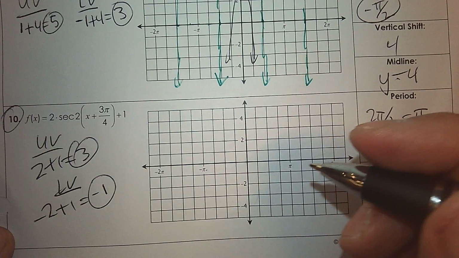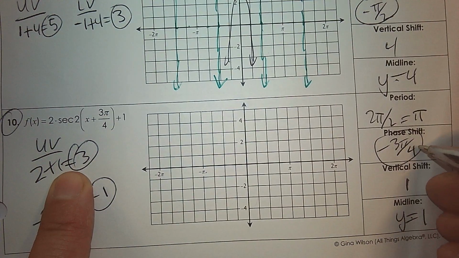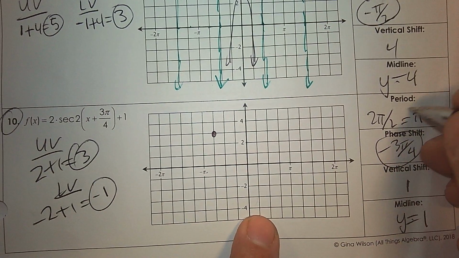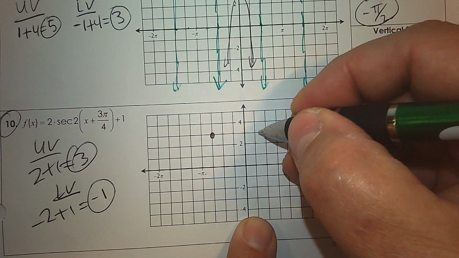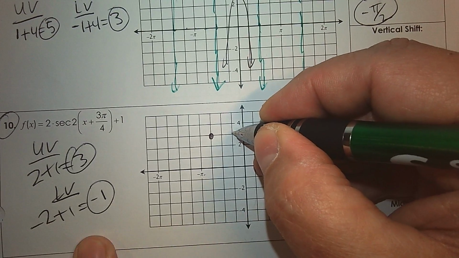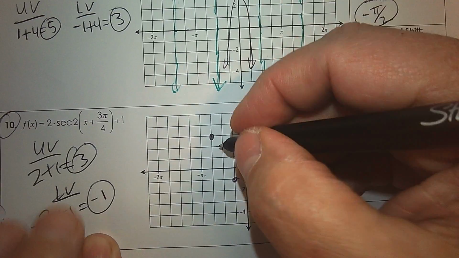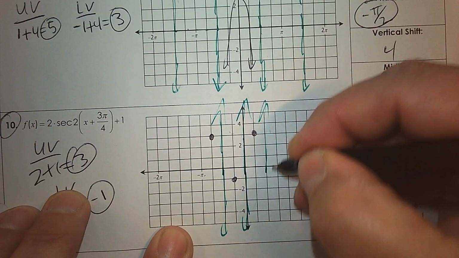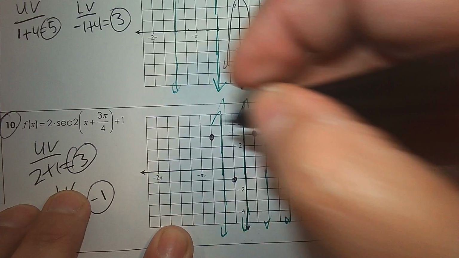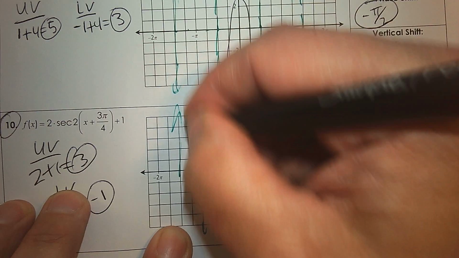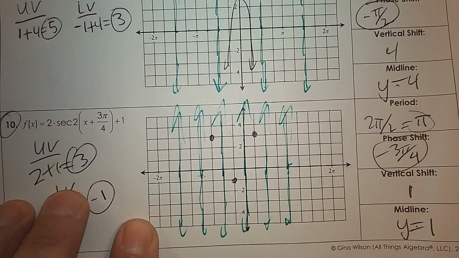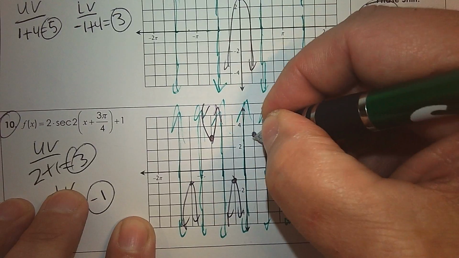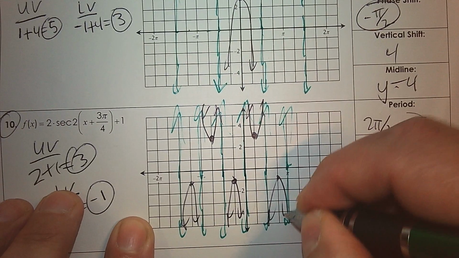Secant starts with an upper vertex in this case. So at negative 3 pi over 4, I go to an upper vertex. Then I apply the period, which is like 4 boxes to the right, and again. And then in the middle there would be my lower vertex. In between those are my asymptotes. And then once I know the pattern, it's over. I'm not going to do it all the way across, but you see the pattern. And it's over.